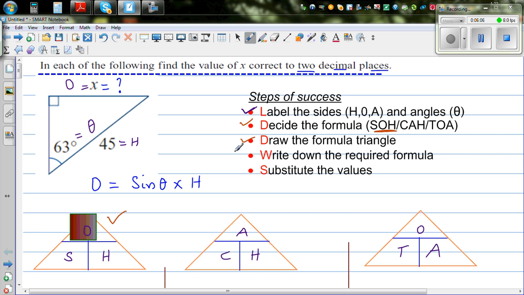So we have written down the formula, and the final step is to substitute the values. So what is O? O is X. So X is equal to sine 63 times hypotenuse, which is 45.